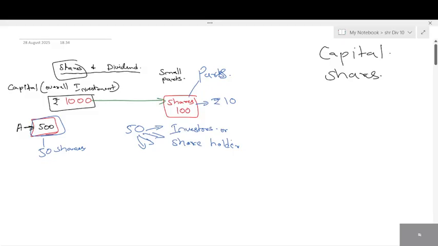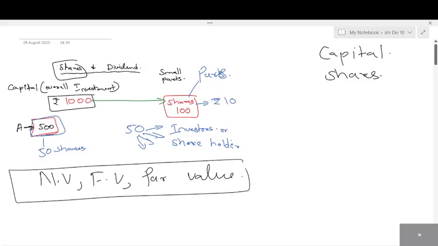Now, initially, before starting a company, students, we call it nominal value. Whatever price you set for each share, nominal value, face value, par value. These are the names given. Then, once you start the company, whether the company is going in profit or in loss, nominal value is fixed. Fixed. It will never change.